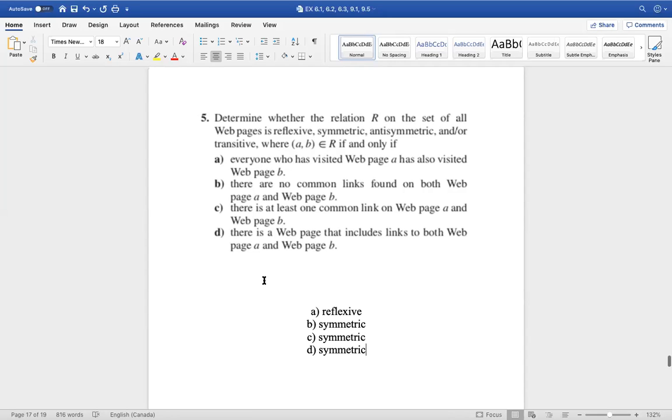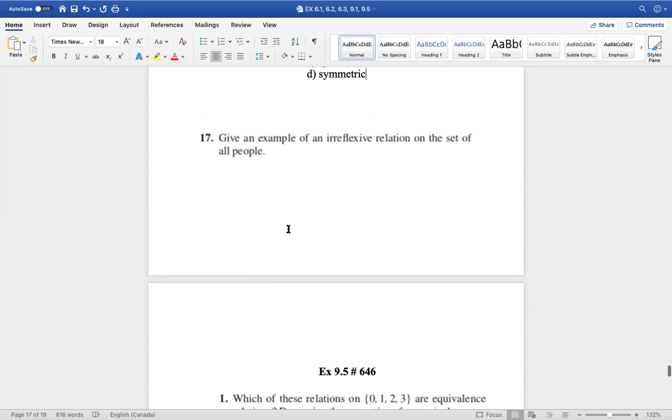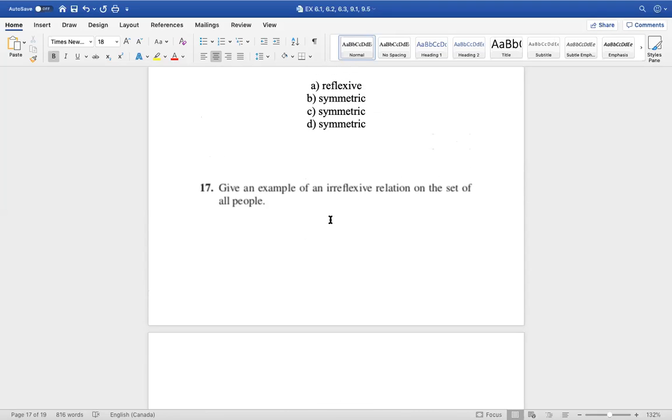Okay, next question. So give an example of an irreflexive relation on the set of all people. So we have the set of all people, and then we have to give an example of an irreflexive relation on them. So for an irreflexive relation, there can be a couple of examples. For example, there can be a pair AB that belongs to the relation if and only if A is, for example, taller than B, then this will be an irreflexive relation.